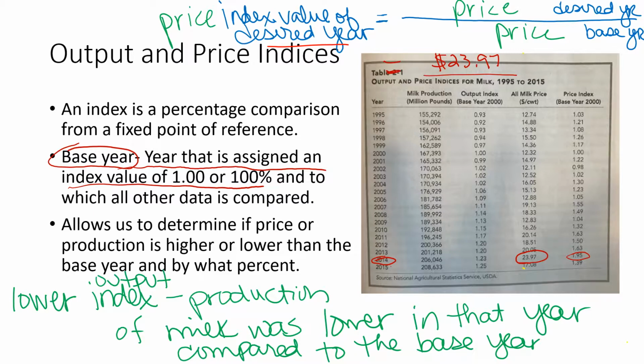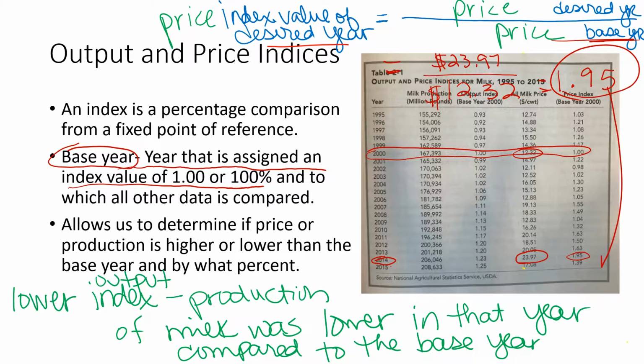Divided by the price of the base year. So again, our base year is 2000 and the price then was $12.32. So if we divide those, let's go ahead and do that. $23.97 divided by $12.32, I get 1.945, but that would round up to 1.95. So that is correct, and that's how they calculated that price index.